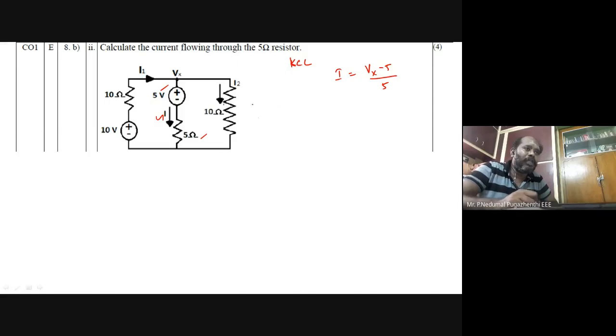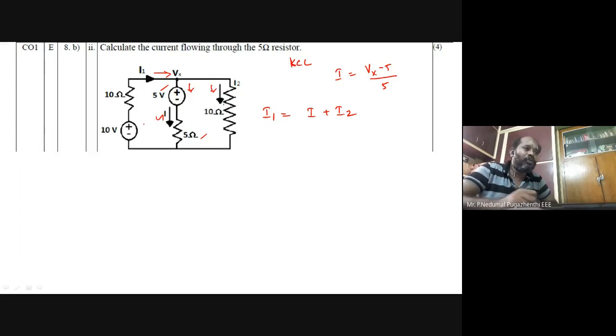Okay, if we consider I1 is equal to I plus I2. So that is what your KCL says. Am I right? The I1 is coming inside, and these two are leaving. So I1 is equal to I plus I2. So what is I1?